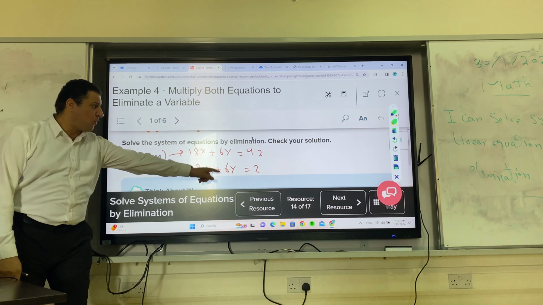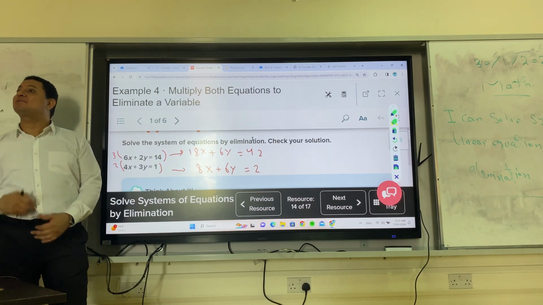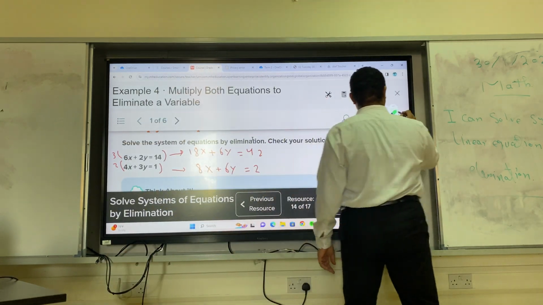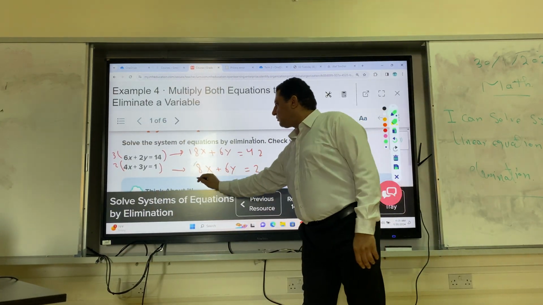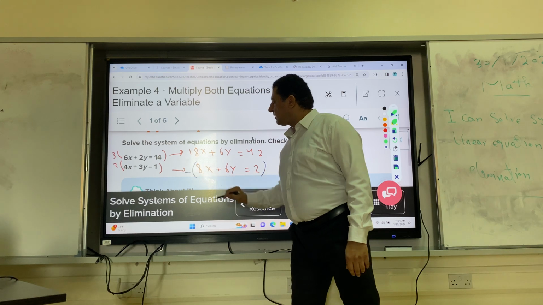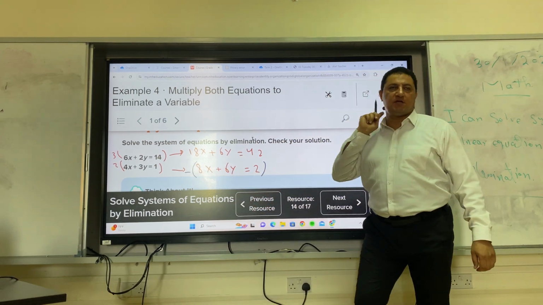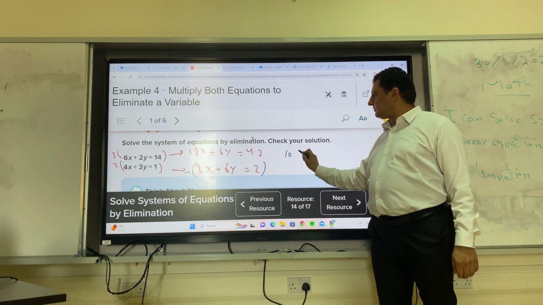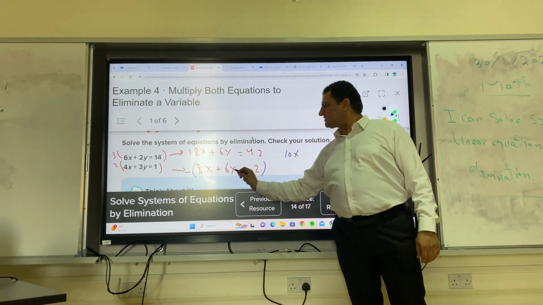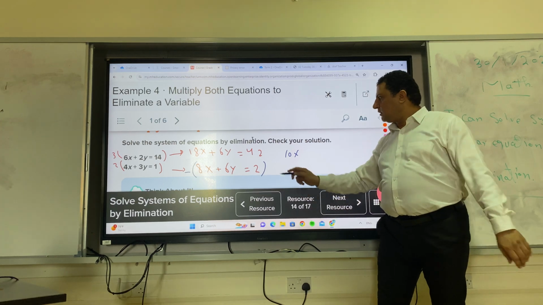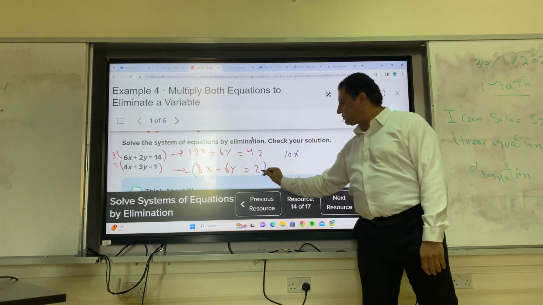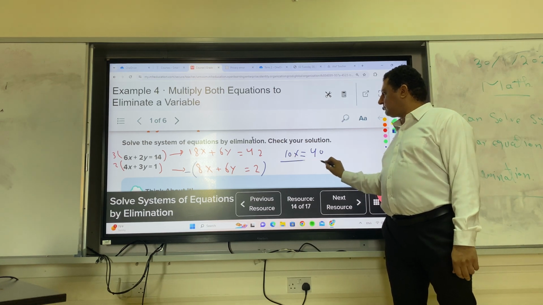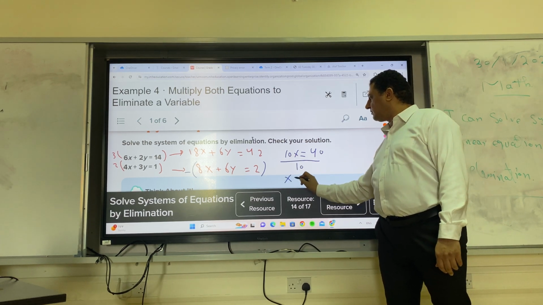I've just got y's the same, so I can subtract. Yes. So now I'm going to subtract. Help me please to subtract. 18x minus 8x is 10x. 6y minus 6y cancels y. 42 minus 2 is 40. Divide by 10, then x is 4.